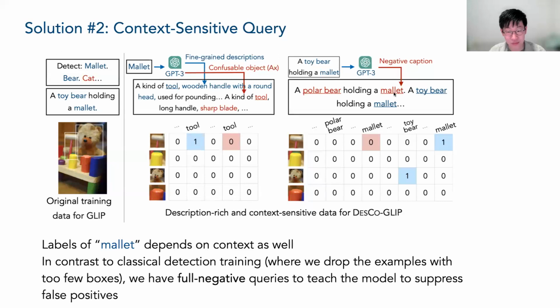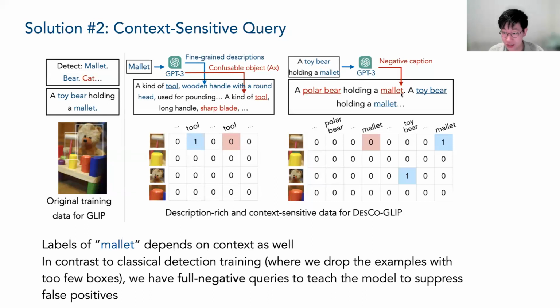Now the model should not give a prediction for the polar bear in the first sentence, but also importantly, it shouldn't give a prediction for the mallet, even if the entity mallet appears in the image. Because the whole caption is wrong, it's not held by a polar bear. So a model should not give a prediction for the mallet in the first caption either.